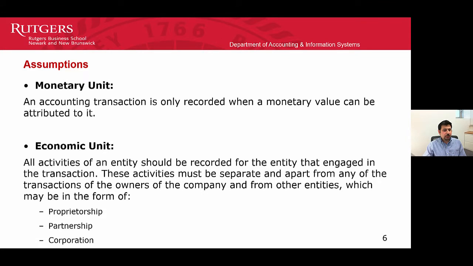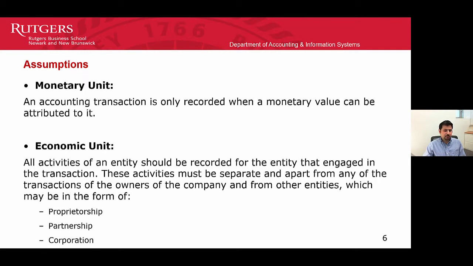The other assumption is the economic unit assumption. Here, basically what we're saying is that the activities of any economic entity must be kept separate from the activities of other entities or of the owners of that entity. And when we talk about an economic entity, we're talking about any company, government agency, municipality, city, university, etc. So all these economic entities have to keep their transactions separate from those of their owners, as well as from the activities of other entities.